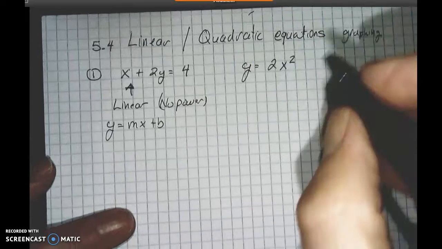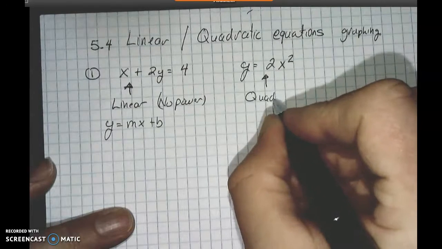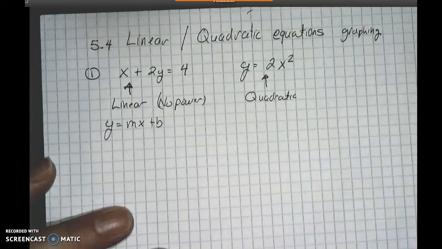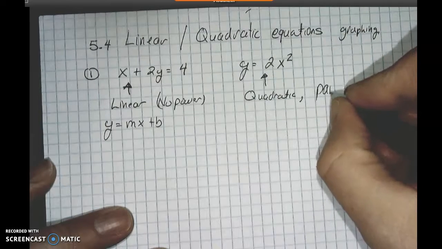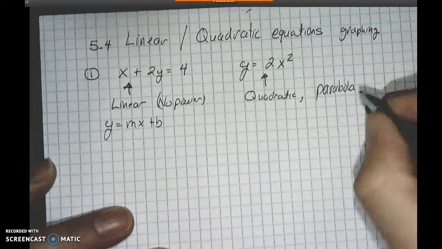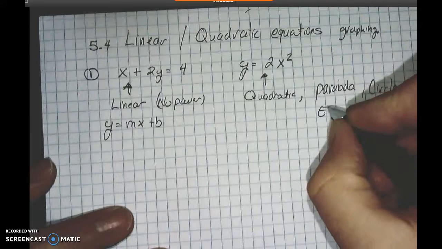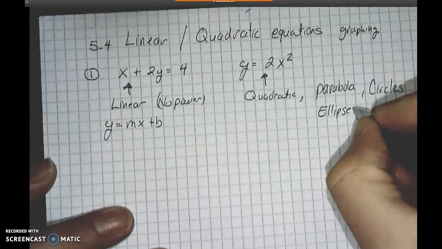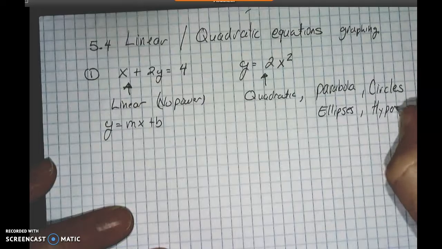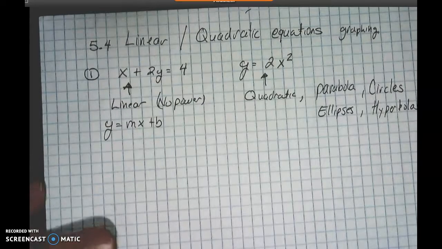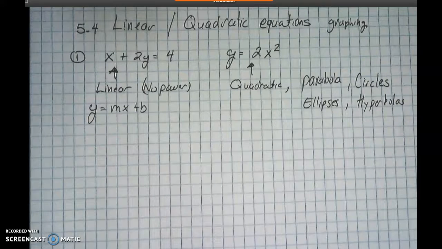And so we know that this is a quadratic, okay? Now, when we say quadratic, we can think of a parabola. We're going to think circles. We can even think ellipses, or even hyperbolas. Okay.